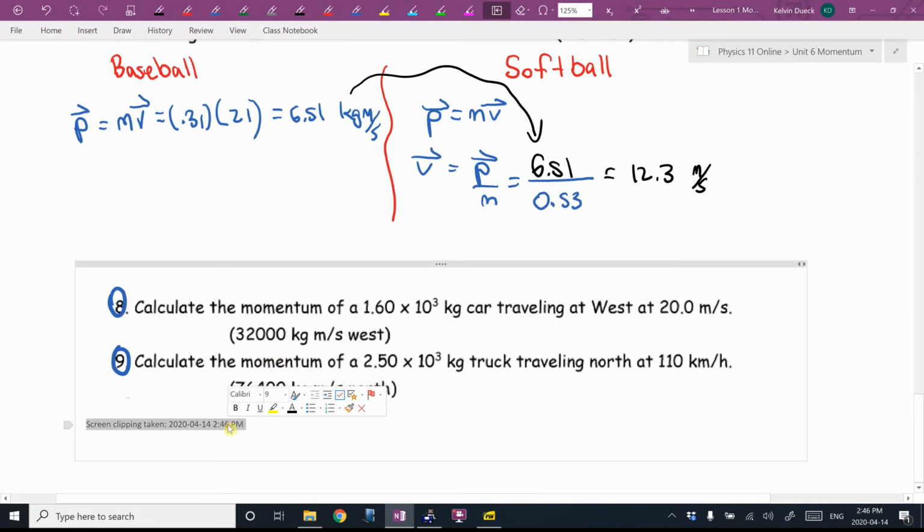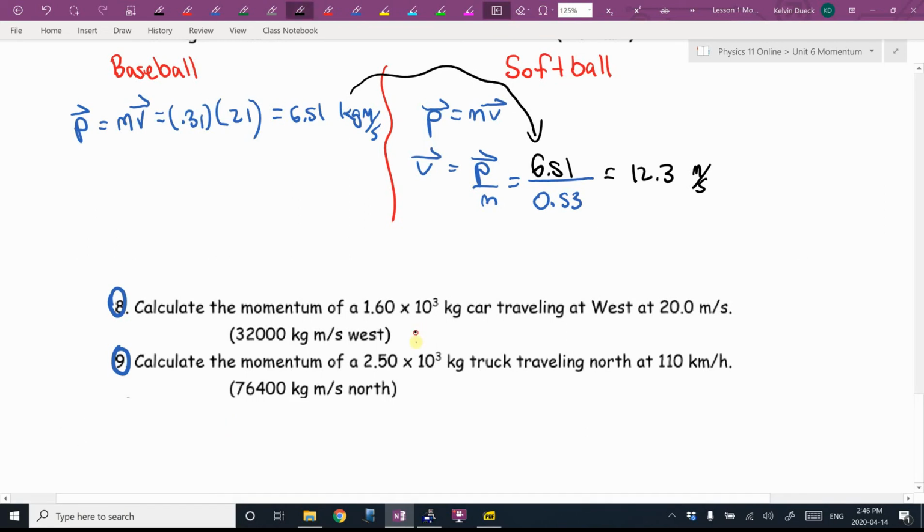Number 8, calculate the momentum of a 1.6 times 10 to the 3 kilogram car traveling west at 20 meters per second. Okay. Momentum is mass times velocity. It's going to be 1.6 times 10 to the 3. I wrote that messy. Let's try that again. 1.6 times 10 to the 3.